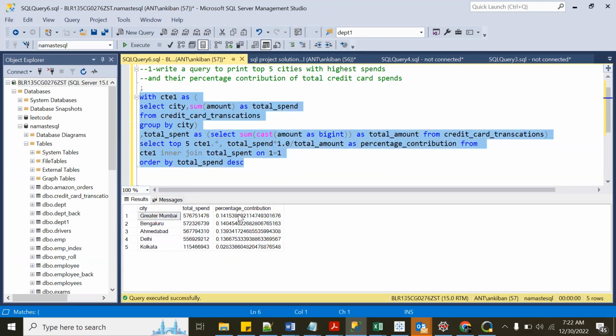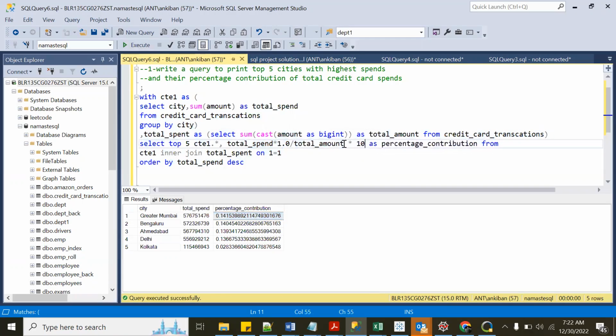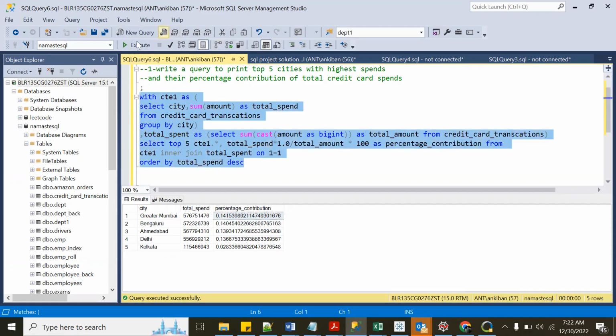It is giving me now 0.14, right? Or we can even multiply it by 100. So it will give us the percentage. Okay, so of the total sales, total spend, 14.15 is from Greater Mumbai, right? Around 14% is from Bangalore, 13% is from Ahmedabad, 13% from Delhi, and then we have Kolkata.